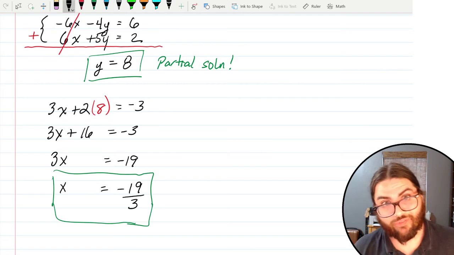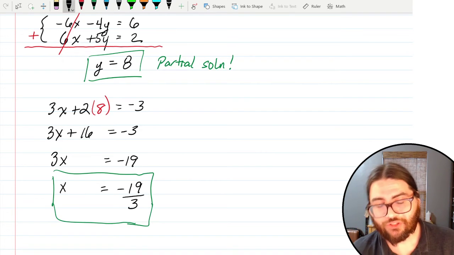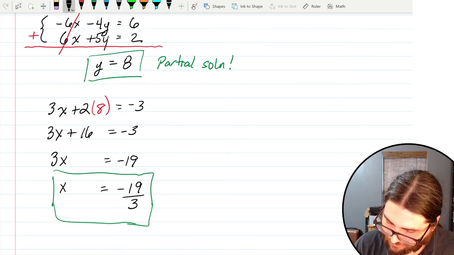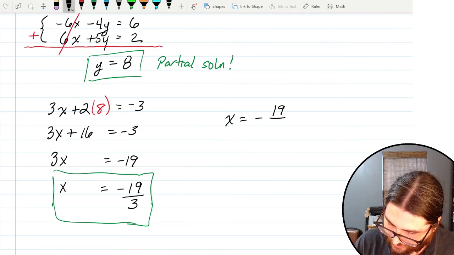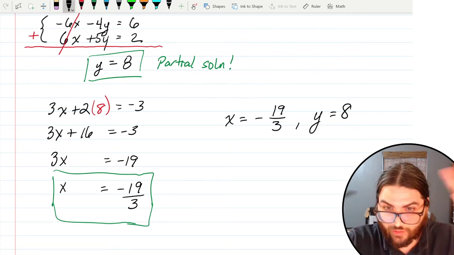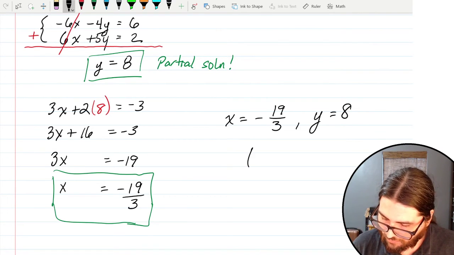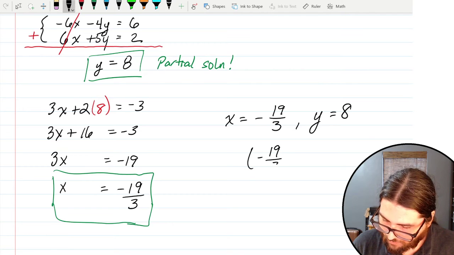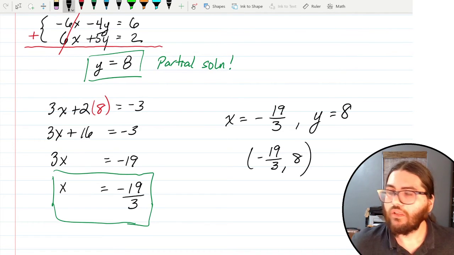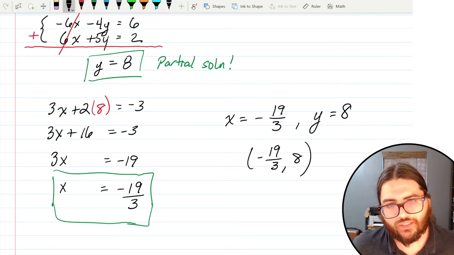Remember how we said that graphing doesn't work so well when you've got fraction solutions? This worked out okay with a fraction solution. x equals -19 over 3, comma, y equals 8. That is the full solution. You could put that in an ordered pair, like so. That's how it would look. Not too bad. I mean, it looks silly, I know.